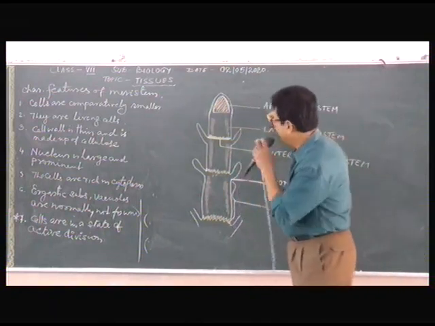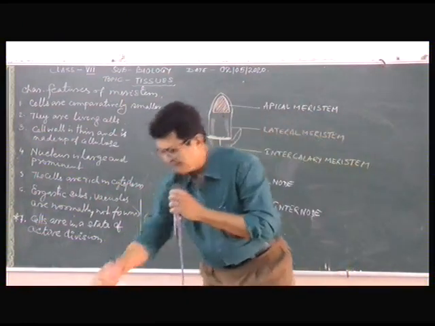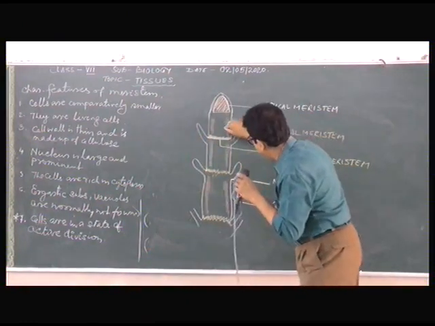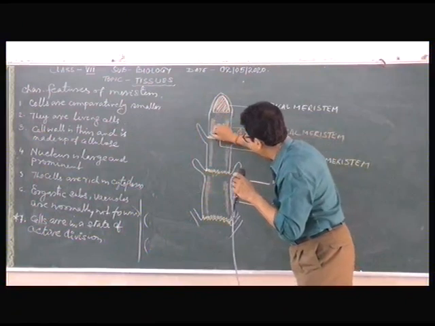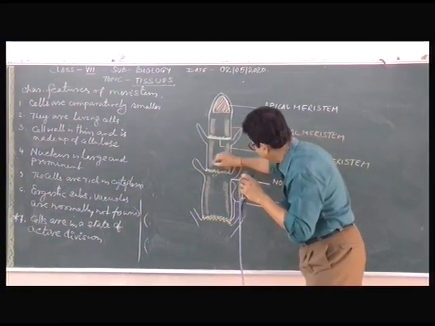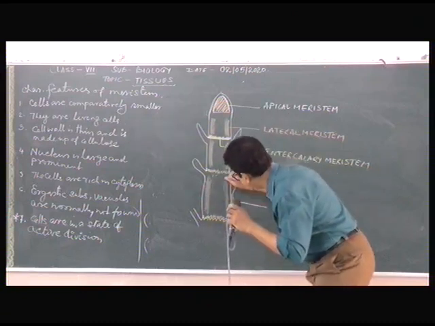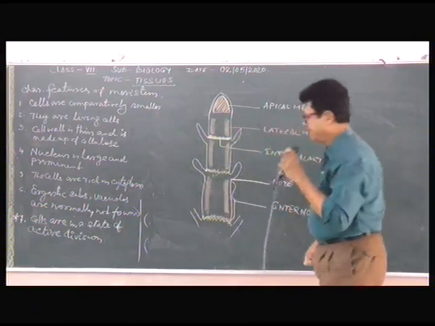These are the different meristematic tissues found. At the tip we get the apical meristem. There is lateral meristem. This is the vertical one. This is the lateral meristem. And at the base of the internode, this is the internode, at the base of the internode, we have the intercalary meristem.